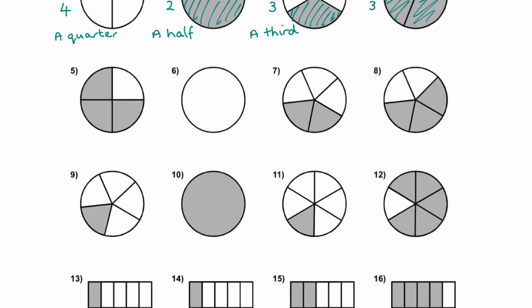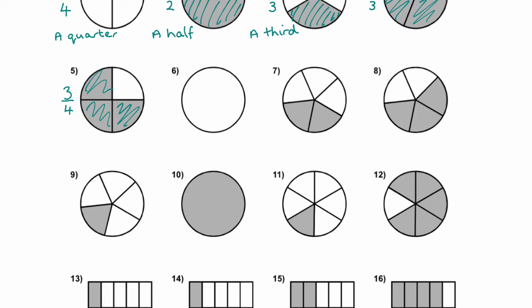So number 5, we can see we've split into 4 equal pieces again. So we're dealing with quarters. And we've got 1, 2, 3 of them shaded. So the shaded fraction in that circle is 3/4.